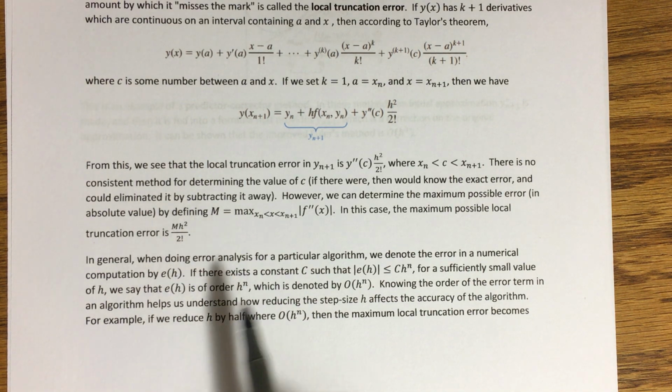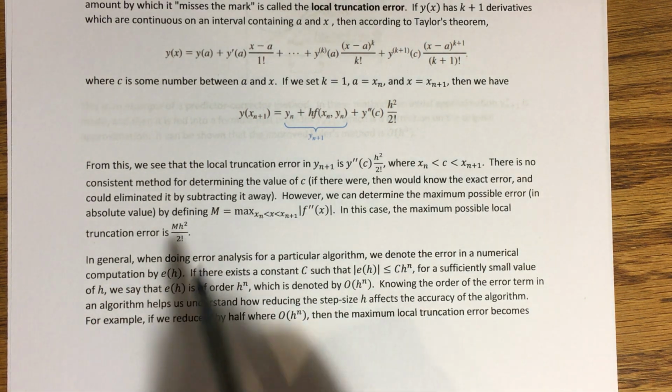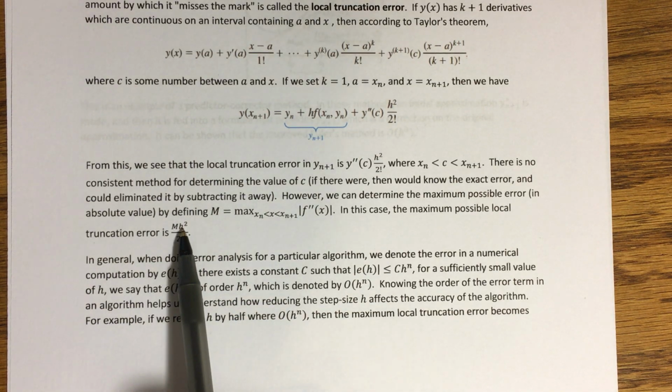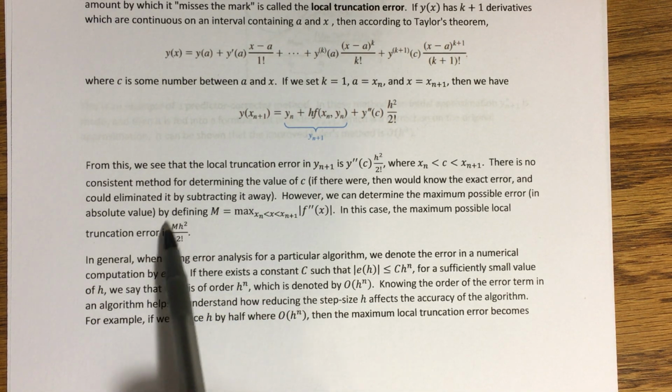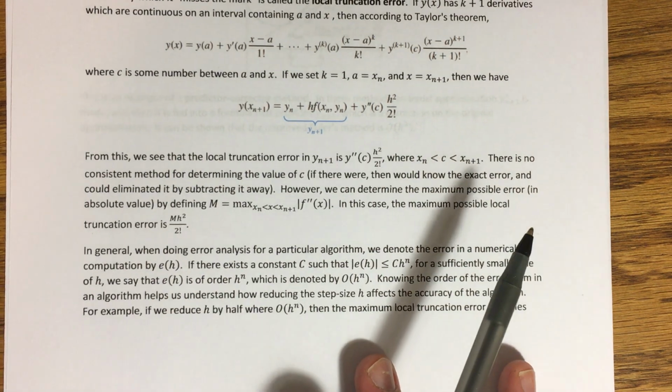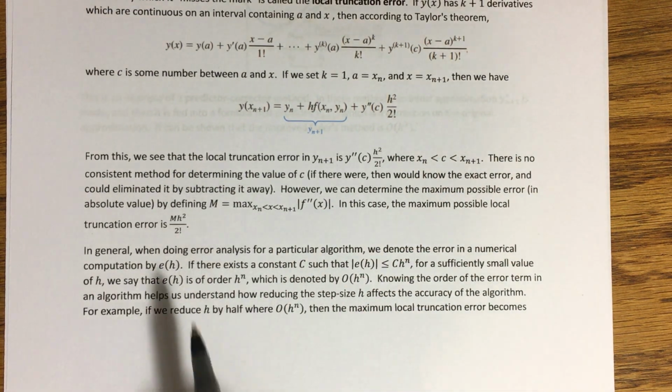Okay? Now, this is where we start to see that using a smaller step size gives us more accurate results, which we talked about back in Euler's method. Because if h is smaller, that's going to shrink the size of this maximum truncation error down, giving us a better result. Okay?